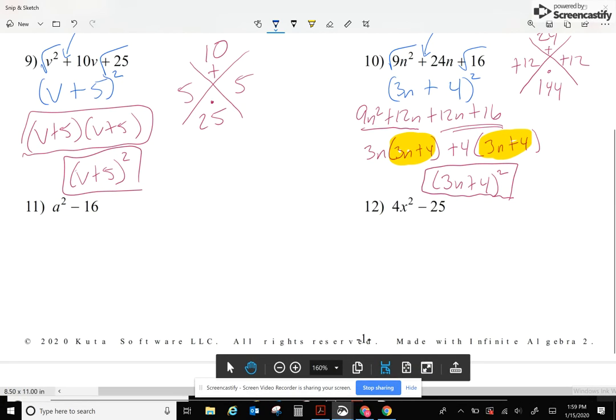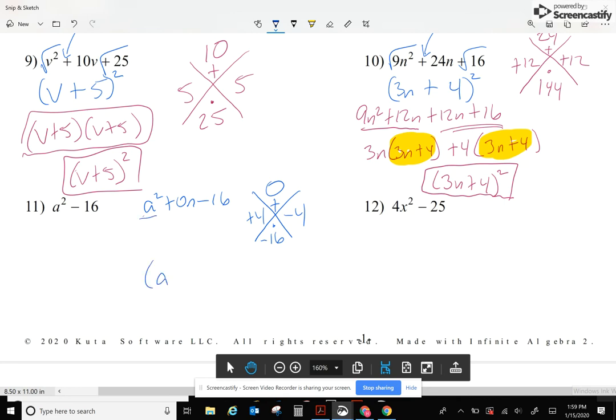Now let's take a look at number 11 and 12. I only have two terms. There's a minus in there. I know how to work three terms. So let's do a squared plus 0a minus 16. I'm going to add a 0 as the middle term just so I can do my X thing. I'm looking for two numbers that added is equal to 0 and multiplied equals negative 16. We could be thinking positive 4, negative 4. Because my first number is a 1, I go straight to parentheses: a plus 4, a minus 4.